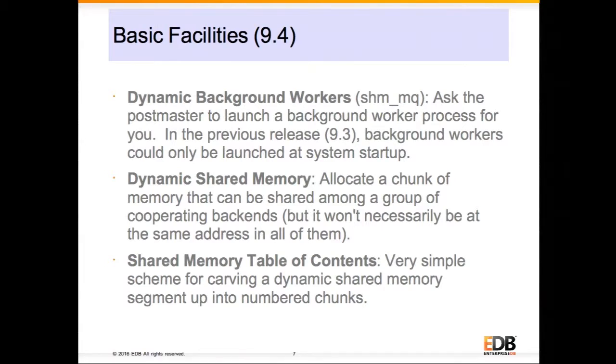Dynamic shared memory gives you a chunk of bytes that's totally unorganized that you can use for anything you want and that multiple processes can all access, not necessarily at the same address, but they can all access the same bytes. And to provide some very primitive organization of that, we have this thing called the shared memory table of contents, which is just a very simple scheme for carving that dynamic shared memory segment up into numbered chunks. So you can say, where's chunk number 4? It says, here you go. And so you can find particular bits of data wherever they're spread throughout that shared memory segment.